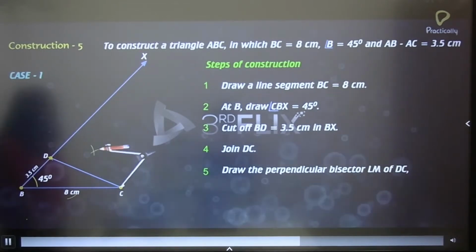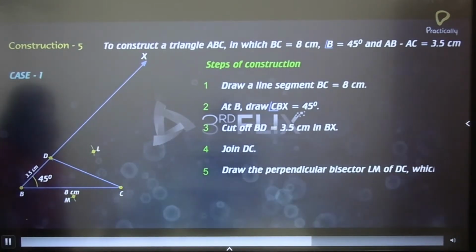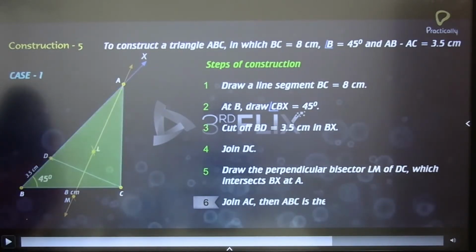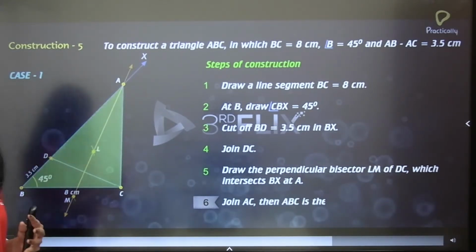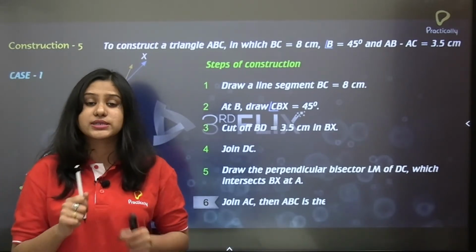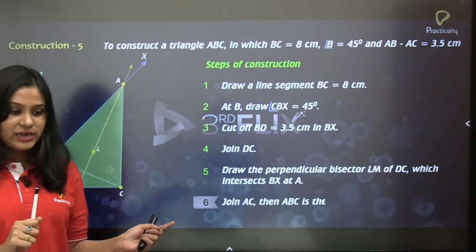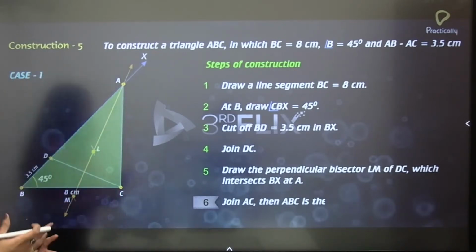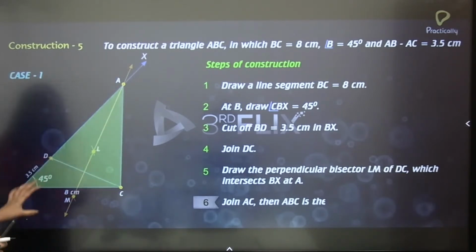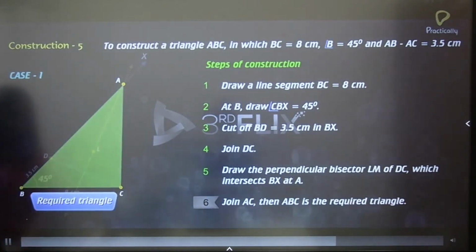Draw the perpendicular bisector LM of DC which intersects BX at A. So this is where the requirement of the perpendicular bisector, which we have studied in the first slide today, has come into use, correct? So this is why I say that we have to know the basic constructions. Alright, so now the perpendicular bisector is done. Next, what is the step?